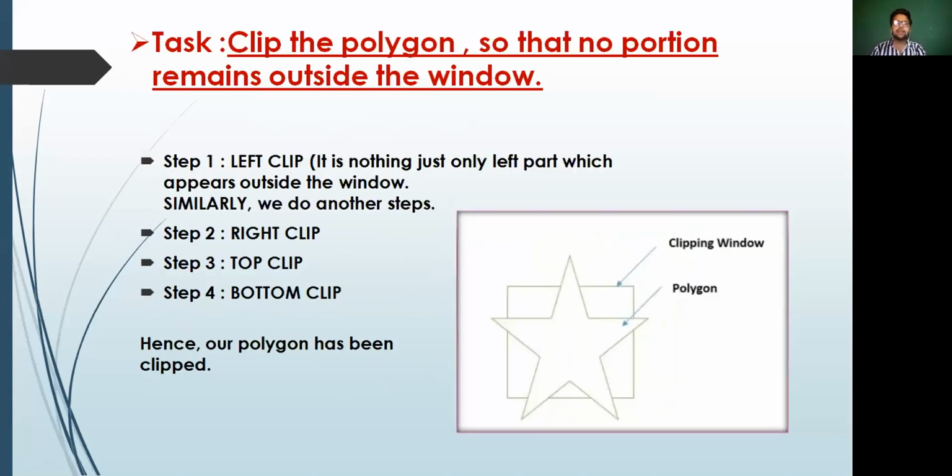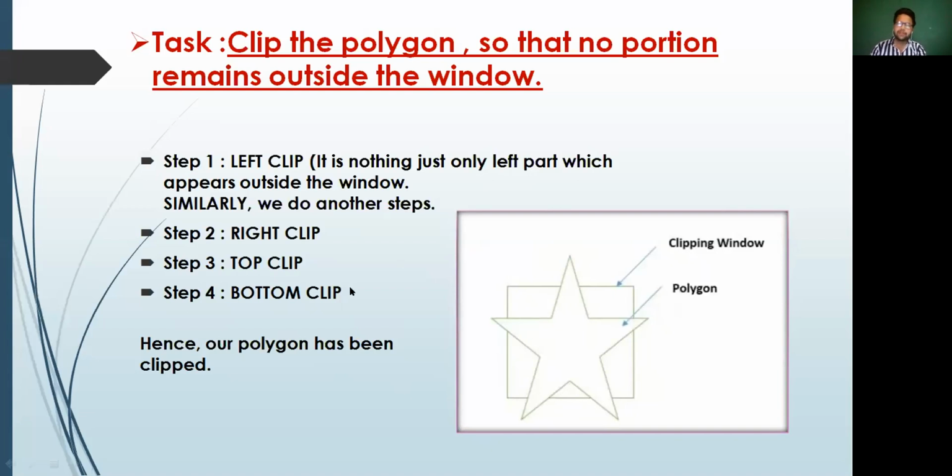Further proceeding, the major task we have to follow here is to clip the polygon so that no portion of the polygon remains outside the window. Our task is that we have to clip all the polygons so that the portions remaining outside of the window are not presented. As you are seeing in this image, this is an unnecessary part. We have to clip all this part with the help of the algorithm.